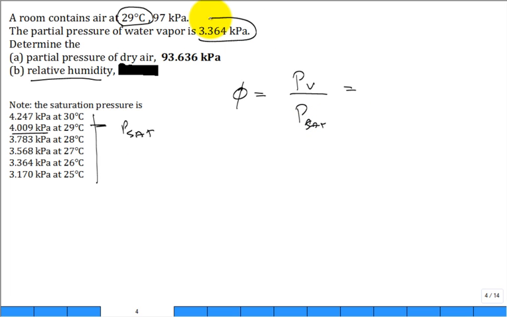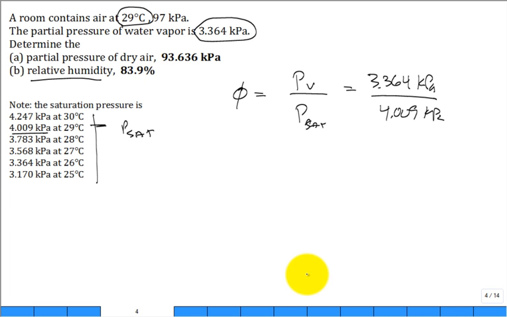The actual vapor pressure is 3.364 kPa. We divide it by 4.009 kPa, and we're left with the relative humidity. Does that look good? Relative humidity is around 84%. All right, press forward.